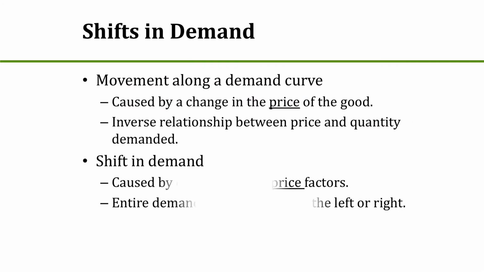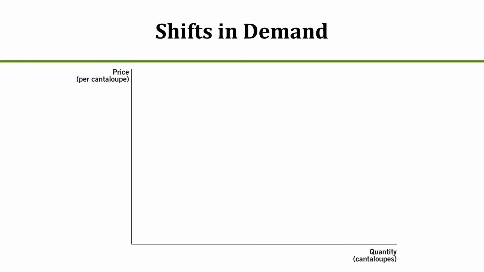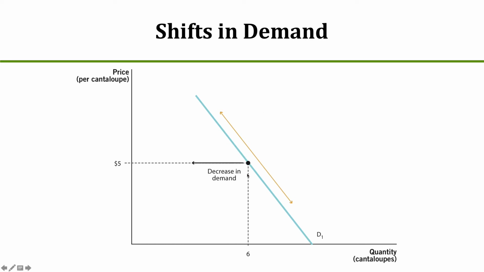But when we are talking about the shift, this kind of movement happens only if there's a change in non-price factors. If there's a change and that change is not coming from the price, that means it's a non-price factor. And if this kind of change happens, the entire curve will shift to left or right. Now let me explain what I mean when I say shift. So that's our initial demand curve. There's no change yet. And we are on this point initially.